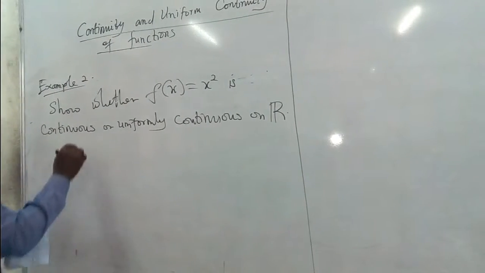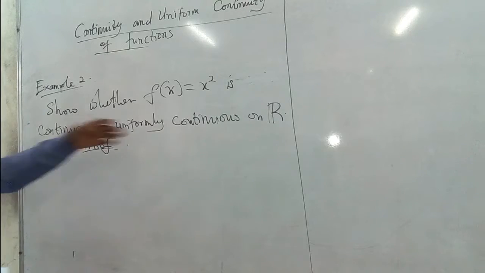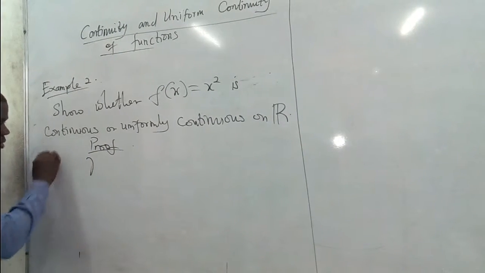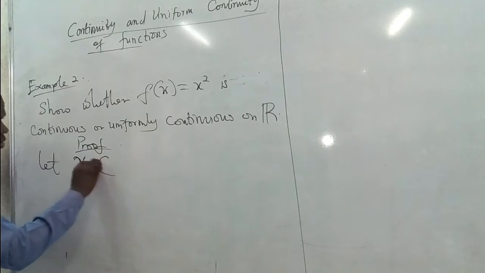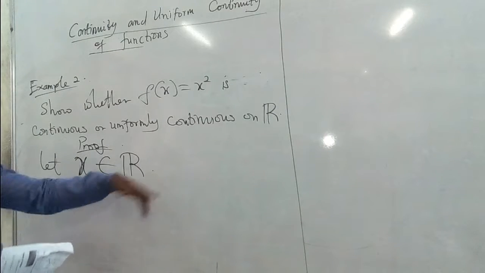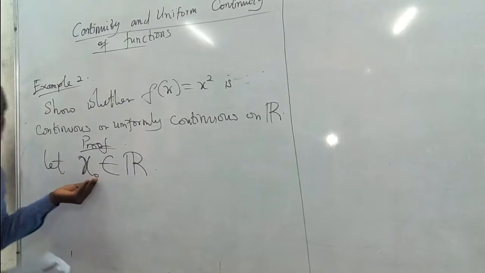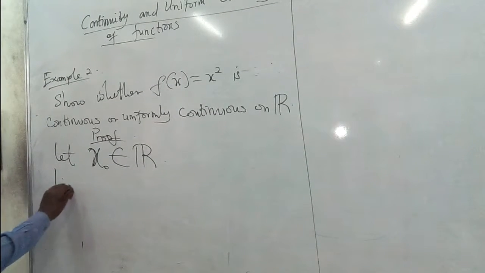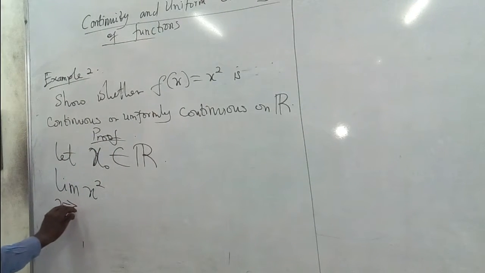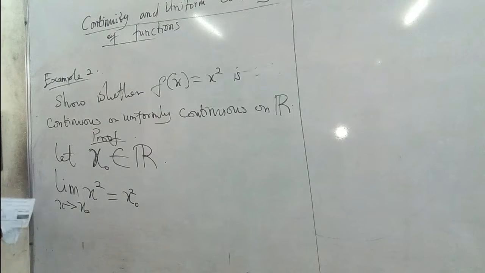Right. So we start the proof by first showing that this function is continuous at a point. So we let x naught be a member of the set of real numbers. Then for this function to be continuous at x naught, we should be able to make the statement that the limit of the function x squared as x gets closer to x naught should be equal to the function value, which is x naught squared.